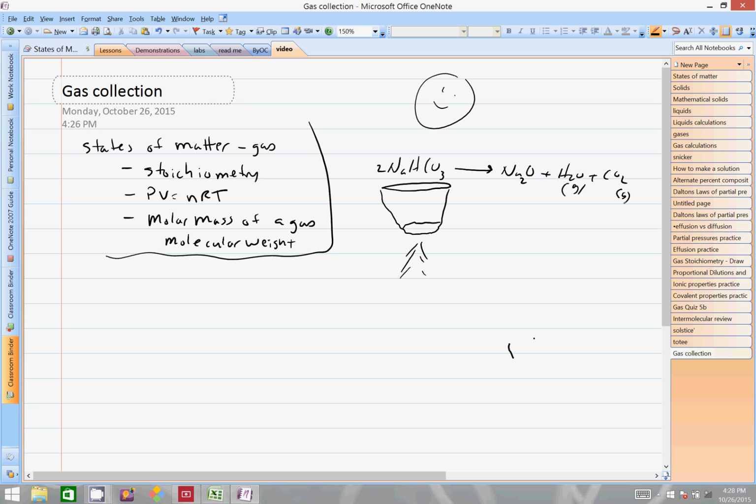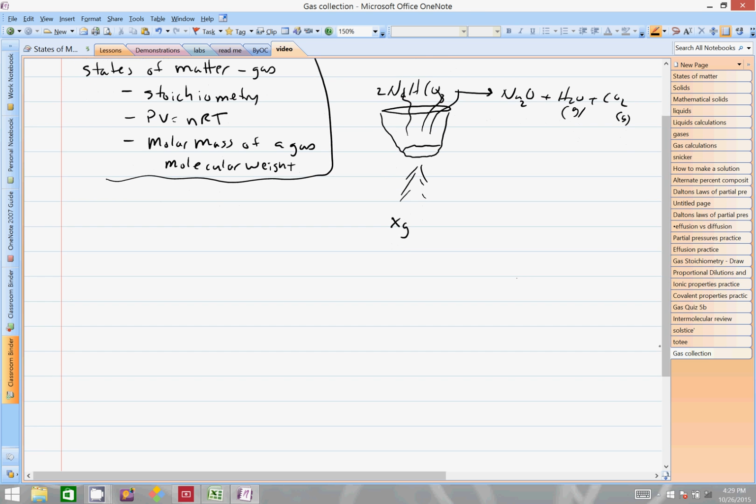How would we know how much gas is coming off of here? In this case, we could trap them somehow, but we really wouldn't know unless we literally physically collected them. So a typical problem would be, okay, if we have, let's say, X grams of this baking soda, how much water vapor would we get? How much carbon dioxide would we get? So again, this is just an example problem. The problem doesn't matter.